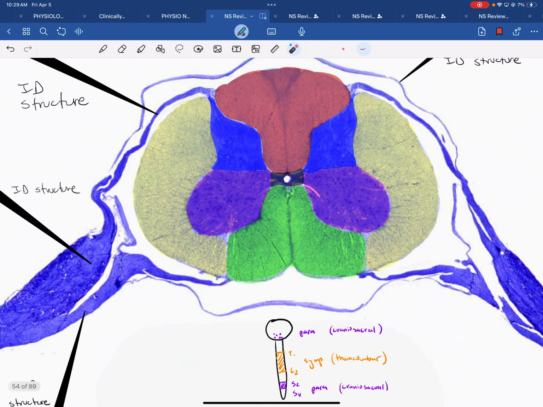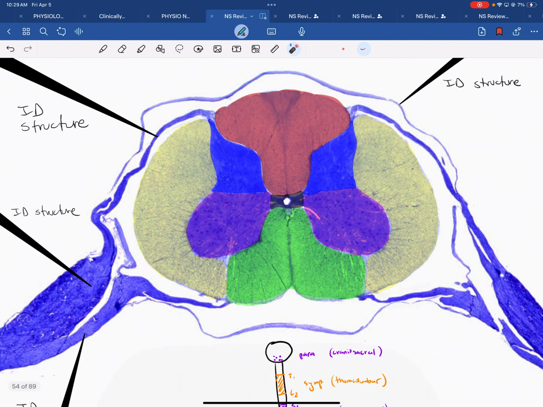Okay, good. And then what's the function of the gray commissure? To connect left and right. Exactly, to connect the left and right spinal cord. Good. What about, okay, what's this? Posterior. Right, the posterior median fissure. What's this? Anterior median sulcus. I'm sorry, did I say posterior median fissure? No, it's the posterior median sulcus. This one is the anterior median fissure.